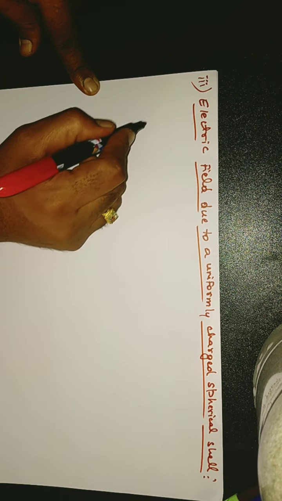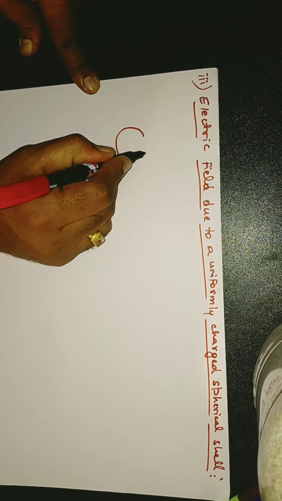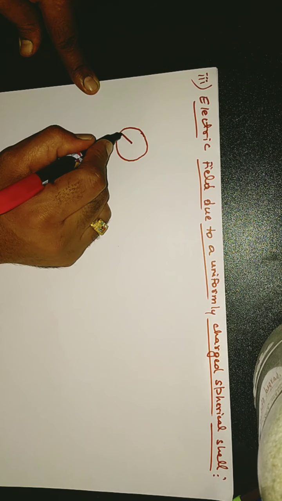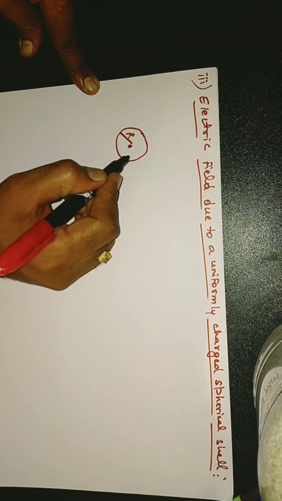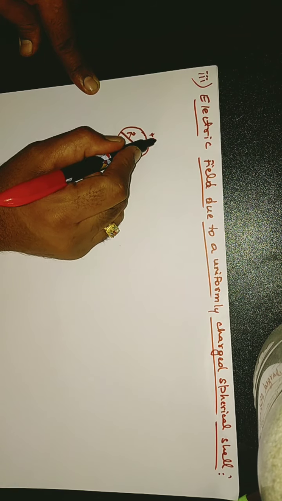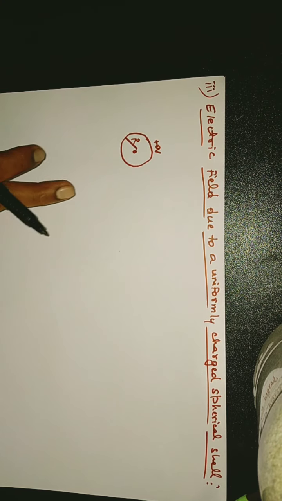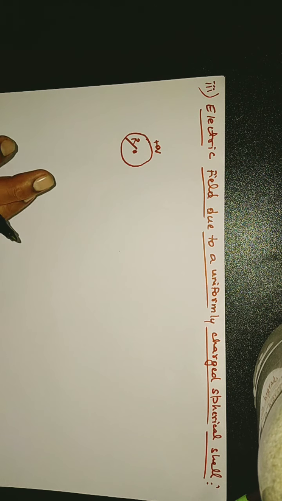We will consider a spherical shell here. Let us say the radius of this spherical shell is equal to R. O is the center of the spherical shell. It's a charged spherical shell, let us say charged with a charge of plus Q. You know that in a uniformly shaped conductor, the distribution of charges will also be uniform over the surface of the conductor.